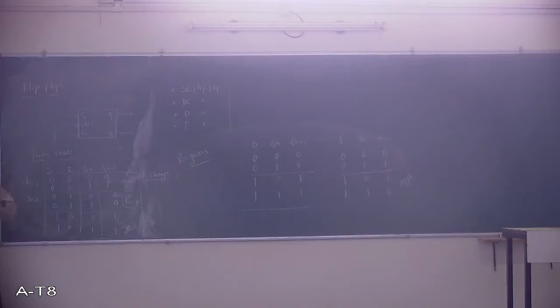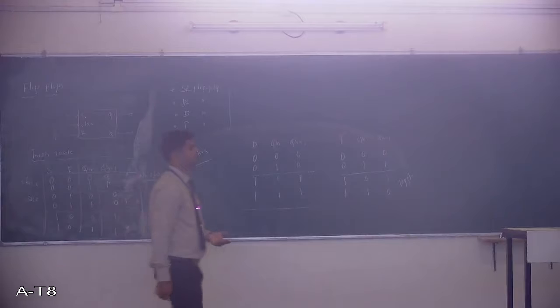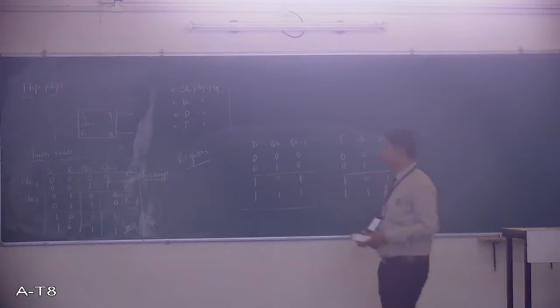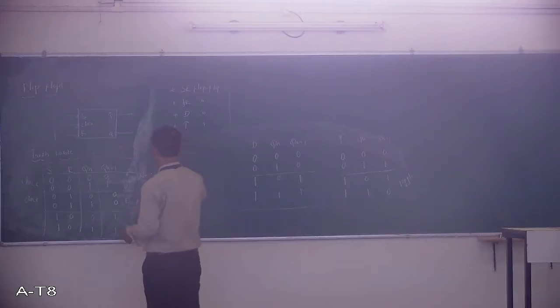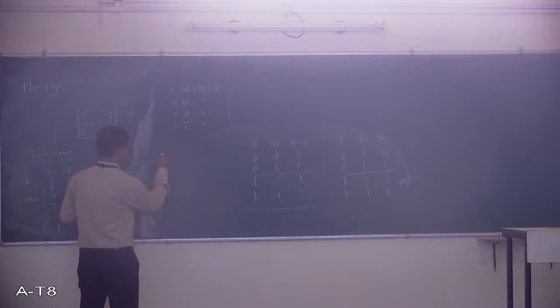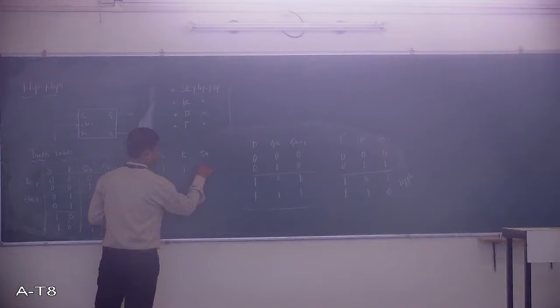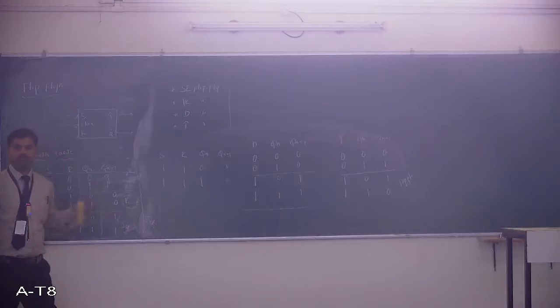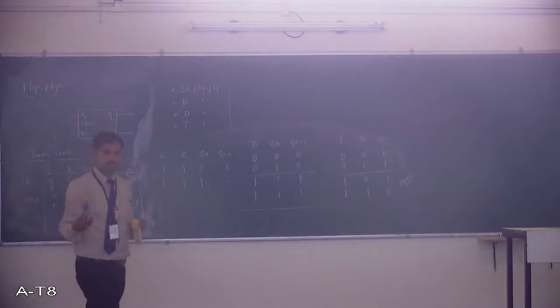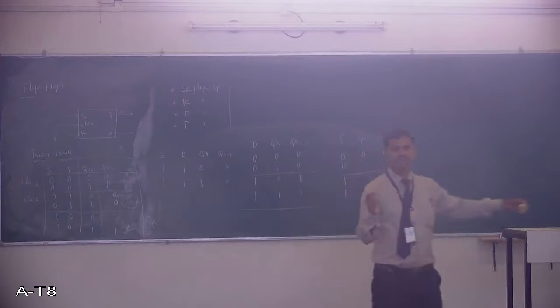Which is one more combination. I checked three combinations: when both inputs are 0, 0, when it is 0, 1, when it is 1, 0. One more case is 1, 1. When both S and R are 1, 1, and the present state is 0, the next state is not defined. The fourth condition is when S and R are both 1, 1, and you apply the clock signal, the output cannot be defined properly.